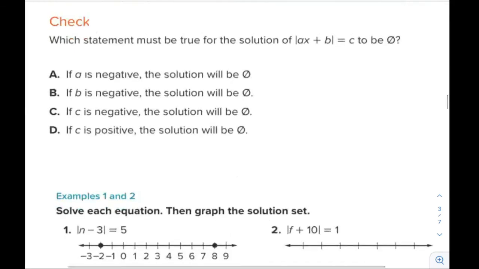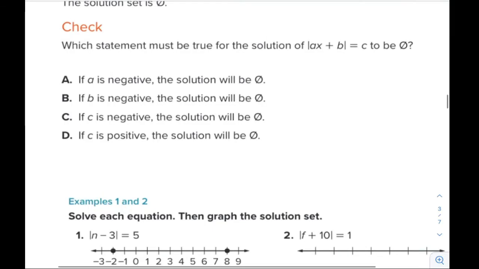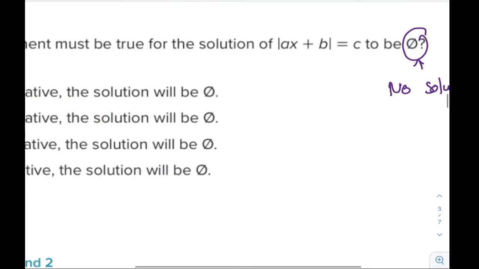The summary of what we said here: which statement must be true for the solution of the absolute value of ax plus b equals c to be phi? And we know that phi means no solution. When are we going to have no solution? Actually, if you look carefully here, a and b will not affect the result.